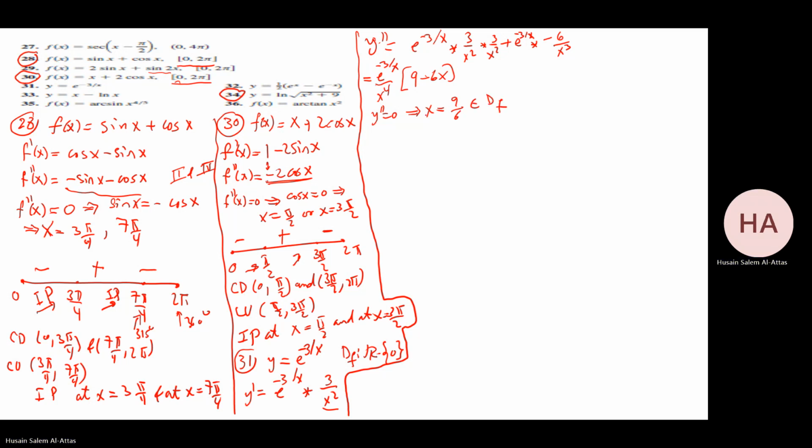Yes. And when I make 9 over 6, I divide by 3, that will be 3 over 2. It belongs to the domain of f. Also, I have here a point of discontinuity at x equals 0. So when I do this, I will do 0 and 3 over 2.